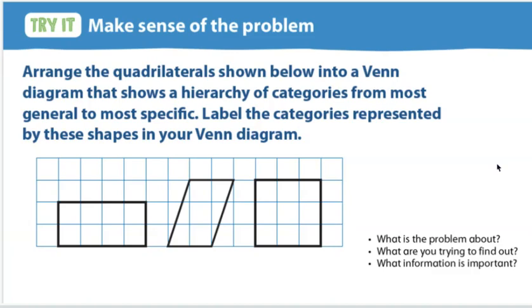But you're going to push pause on this video. You're going to try and create your own Venn diagram with these shapes here. And don't forget, you're being asked to label the categories. When you're done, come back and push play.